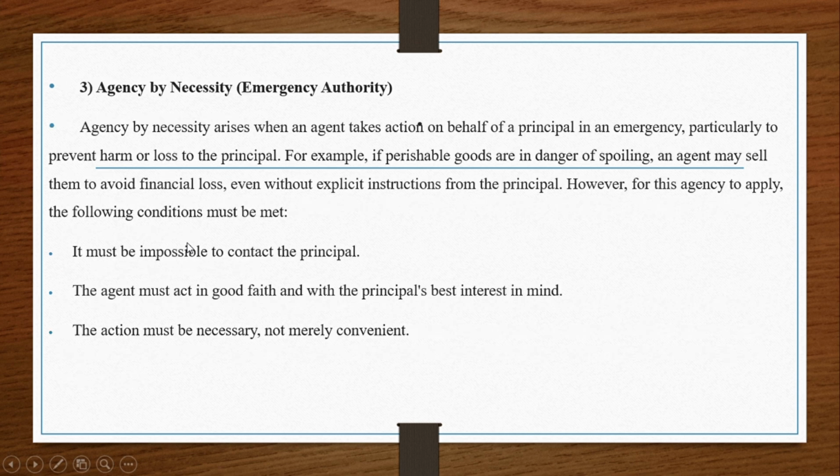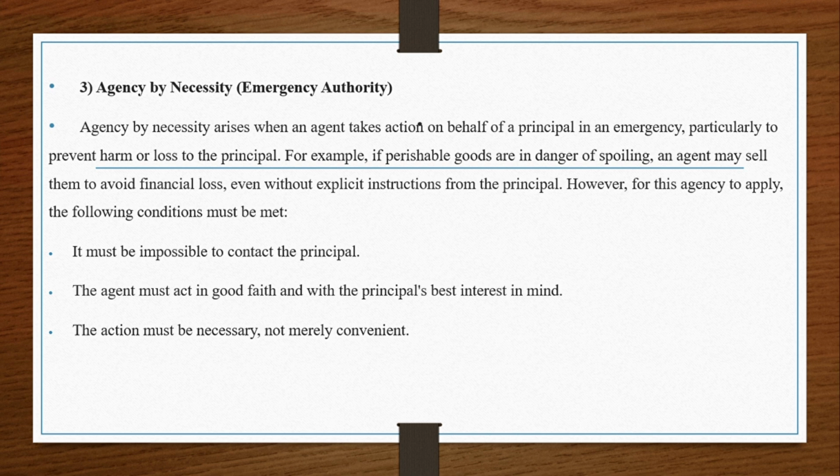The way of creation of agency we have is the creation by necessity. Agency by necessity arises when an agent takes action on behalf of a principal in an emergency. Like the principal wasn't around and this person decides to act on their behalf. So it comes around because of necessity.